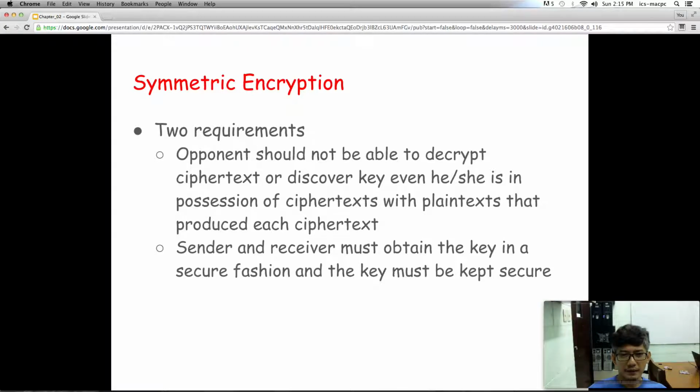Now, the idea here is that if you use the same channel where the ciphertext was transmitted, then it's possible that attackers may also obtain the key if you let the key be transmitted over the same channel as the ciphertext.